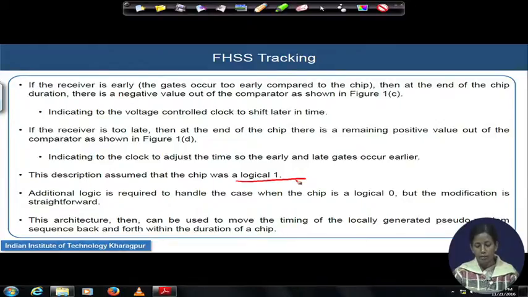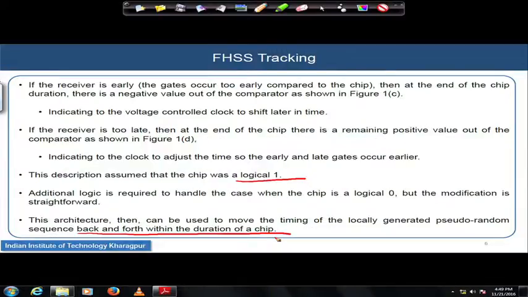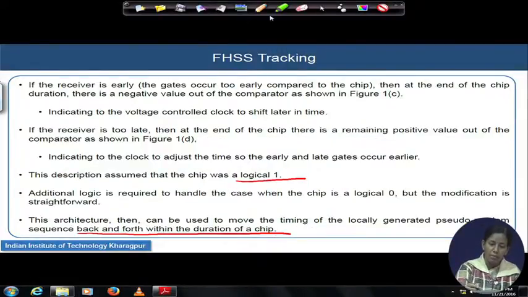And locally, after getting the output from the adder circuit, what this VCO is doing is making a back and forth within the duration of the chip. The alignment of the code is getting pushed back and forth. I mean, the clock pulse is moving back and forth, and hence the sequence generation that is going on is getting adjusted inside the chip duration.